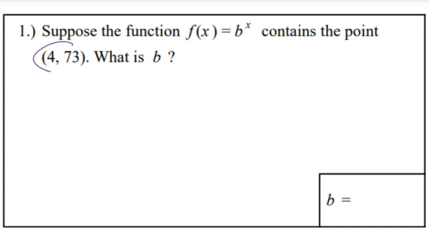Okay? If we look at this point here, we know this 4 is an x coordinate, so that's an x. And this 73 here, that is an f of x. That's a y value or an f of x value. In particular, it is f of 4, because if we were to plug in 4, we would get 73. So what we'll do is we'll take the 73 and put it in for f of x. Then we're going to take the 4 here and put it in for x. And what we wind up with is 73 is equal to b to the 4th power.